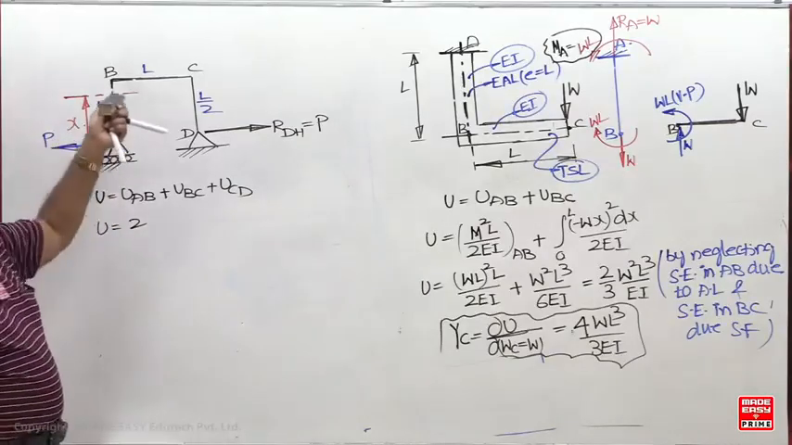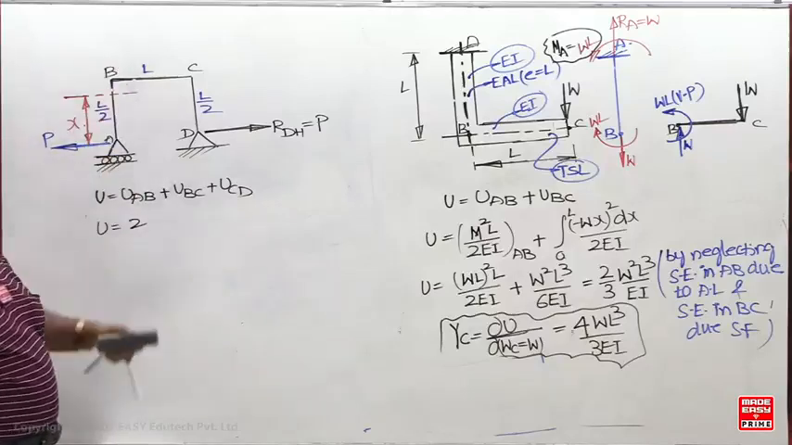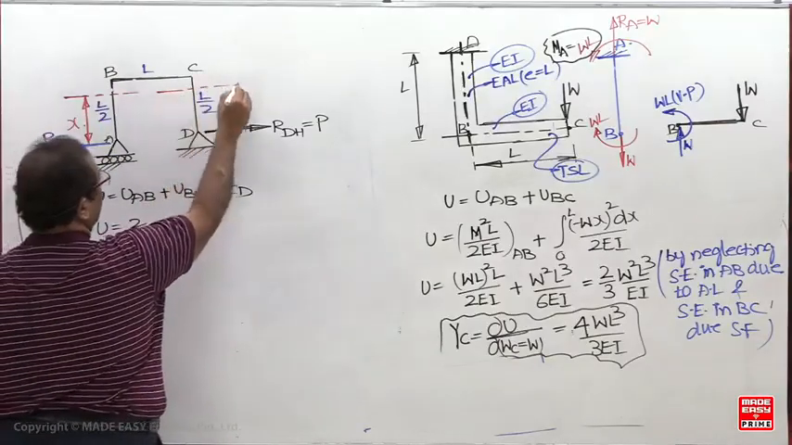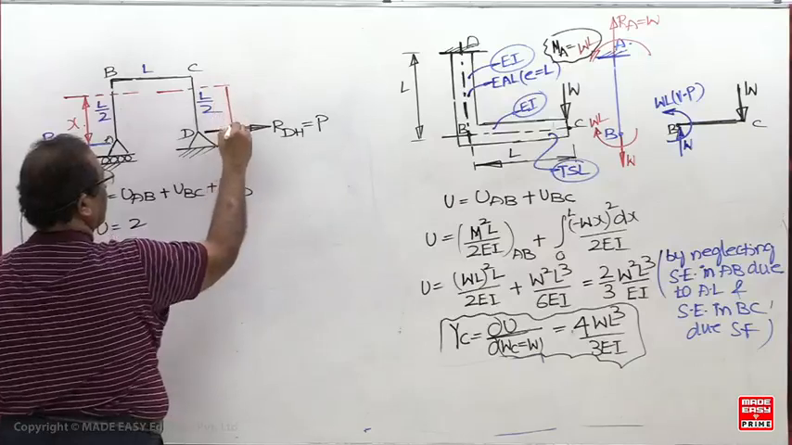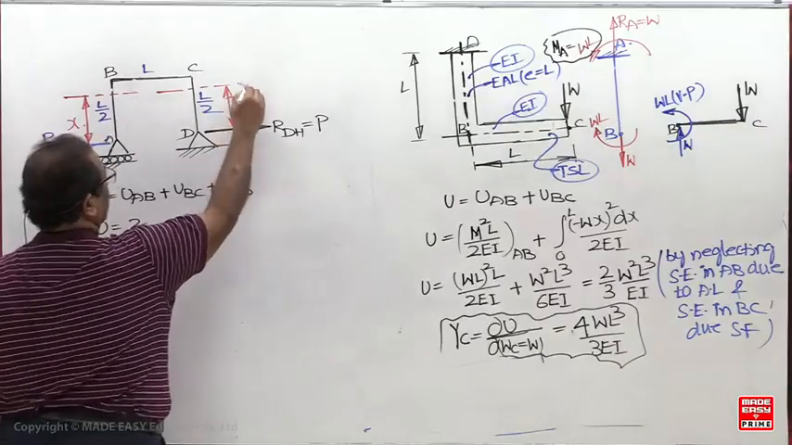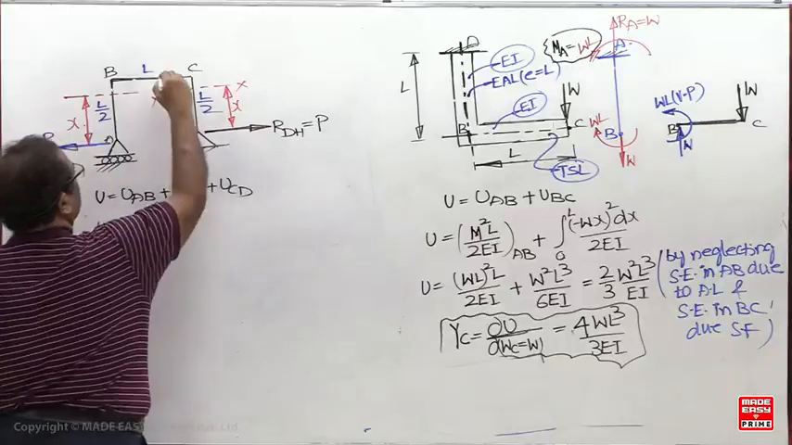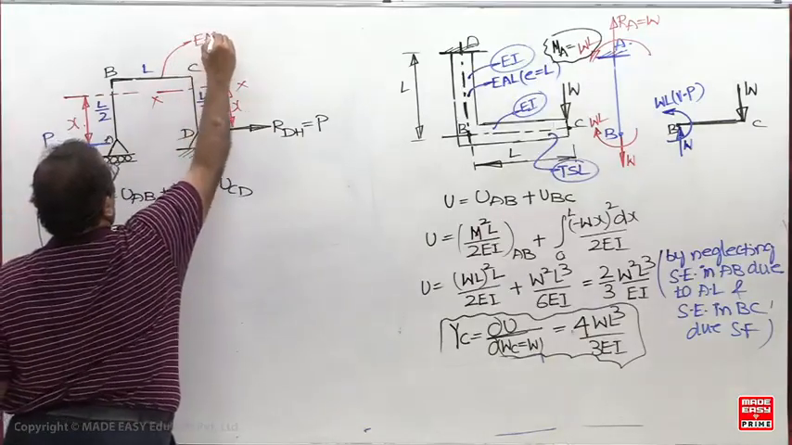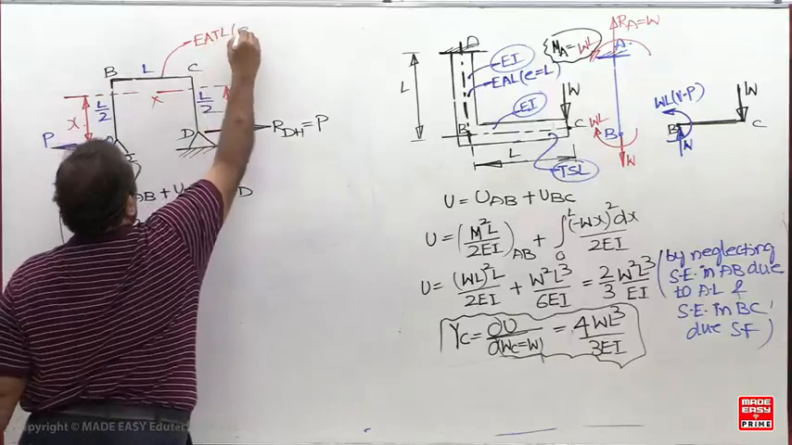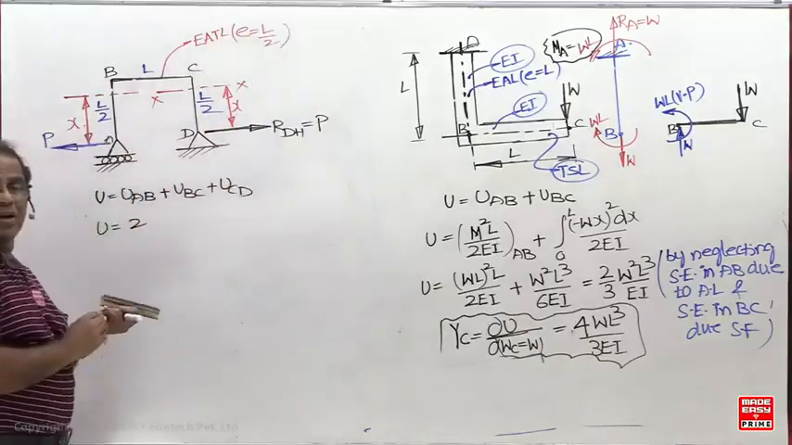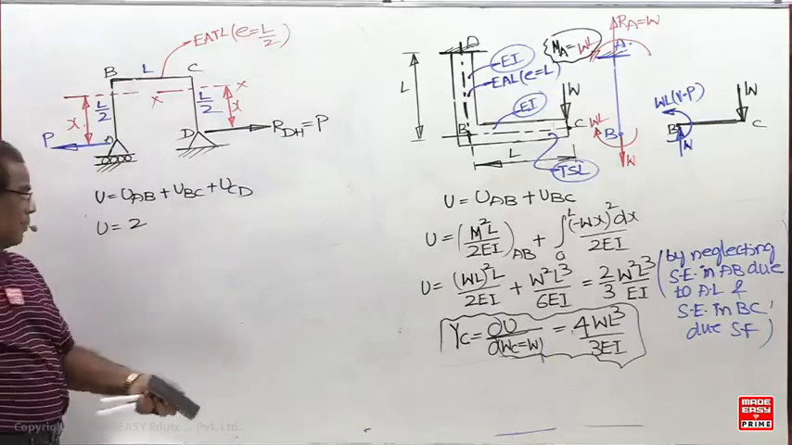So what is the bending moment now? P into X. Limits are L by 2. Here also the same. But for this member there is an eccentric axial load. Every eccentric axial load equals one axial load and one bending couple.